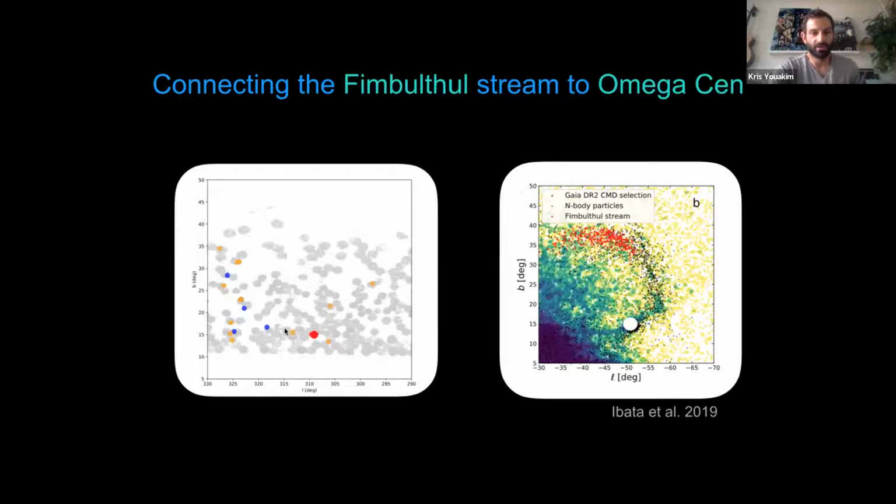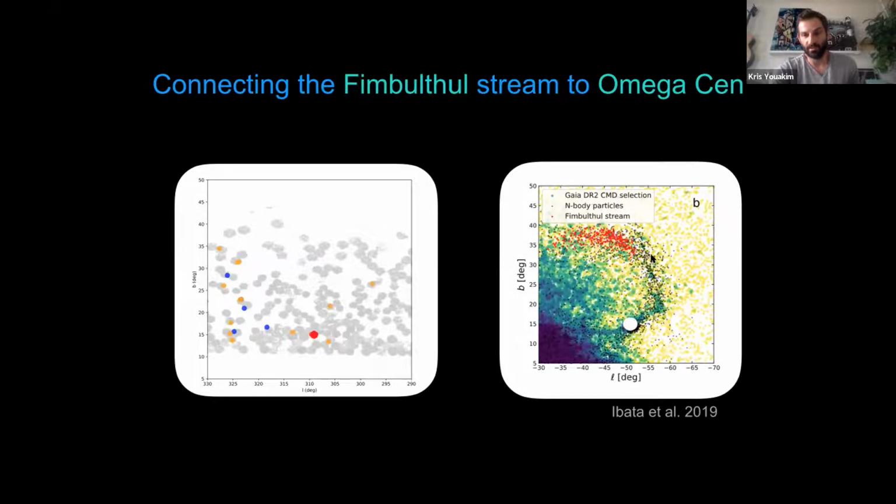Now, if we plot these stars on the sky, on the left-hand side here, you can see, again, the orange dots being slightly lower probability candidates, the blue stars slightly higher probability, and red are the confirmed literature members of Omega Cen. We see some very interesting, almost stream-like structure. If we look to the right-hand side, this is a recent paper by Rodrigo Ibata, where they use N-body simulations to connect Omega Cen to a nearby stellar stream.